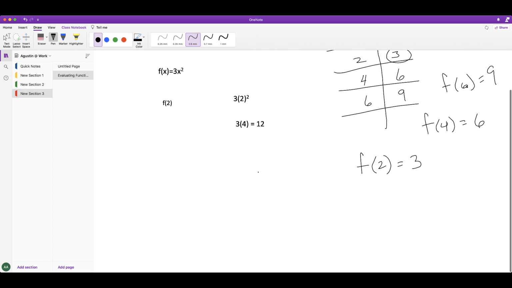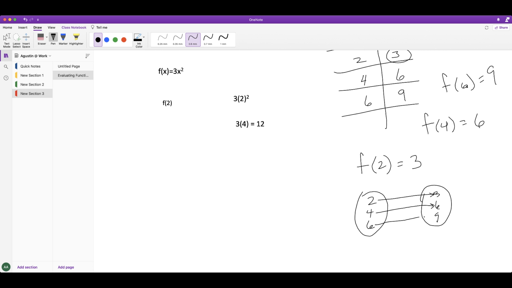Same idea if they were to ask you as a mapping. So if you had a mapping and then you had 2, 4, 6, and over here was 3, 6, 9. So this one goes to this one, this one goes to this one, and this one goes to this one. Then same thing. What is f of 4? It's 6, right? I'm just following the arrow. That's it.